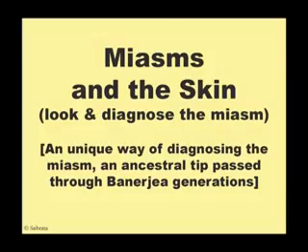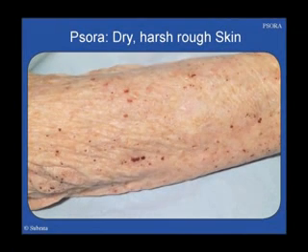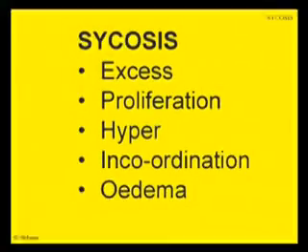I like to present the miasm in terms of looking at the skin and diagnose the miasm. Dry, unwashed appearance. The dryness is psora. How will you say dryness is psora? Lack of secretion, and that's psora, and that's interesting. Here you see the dry, harsh, rough skin of psora, and that's the roughness, once again related to the lack of secretion, hyposecretion, and that's psora.